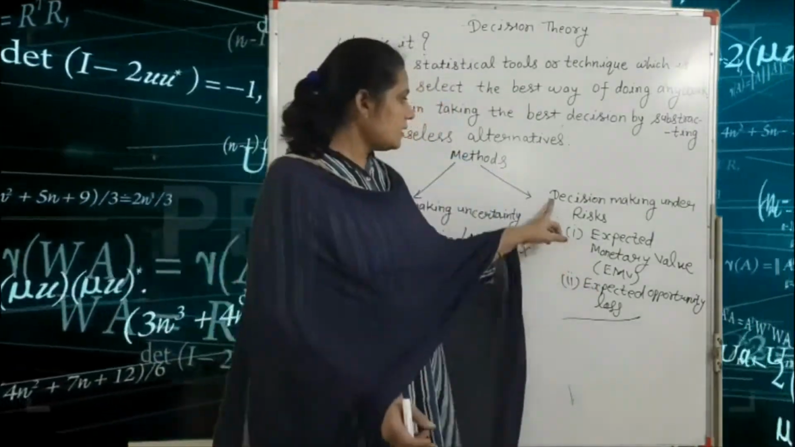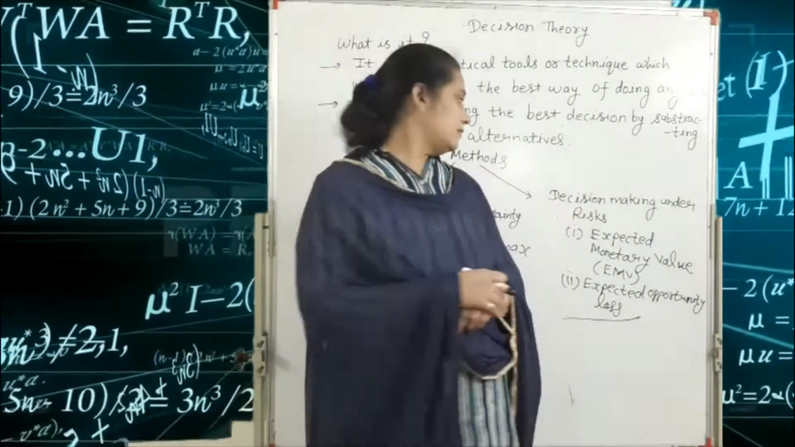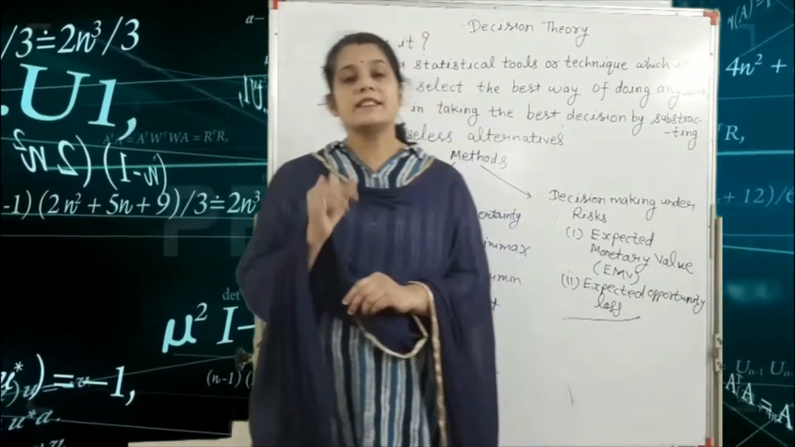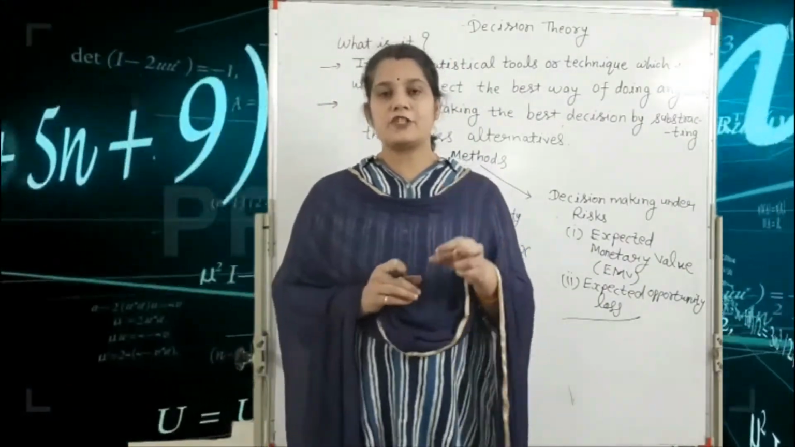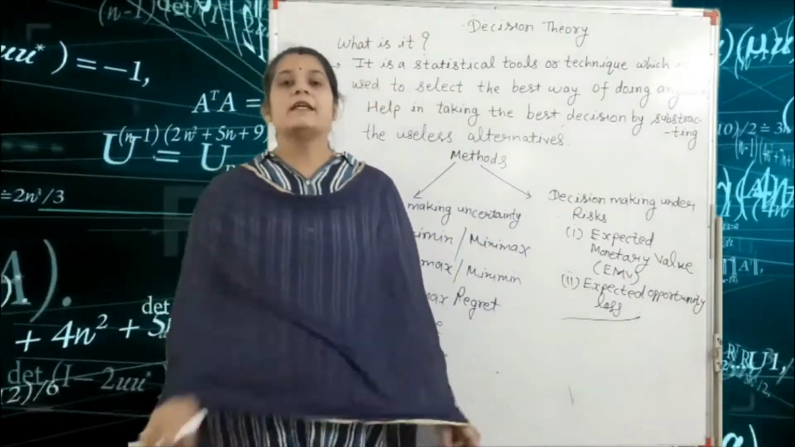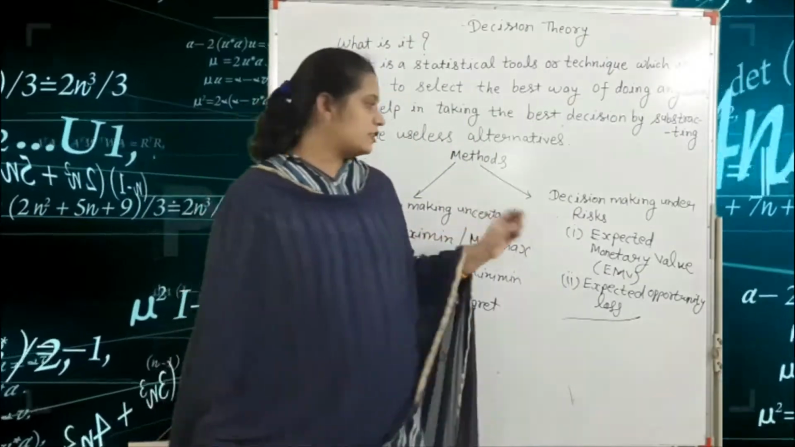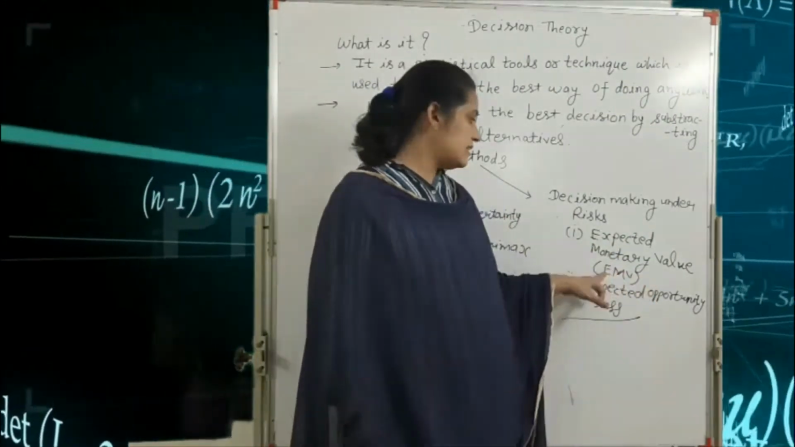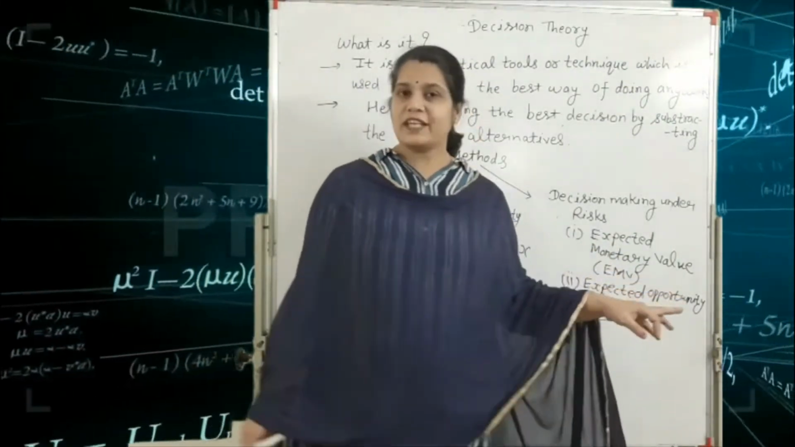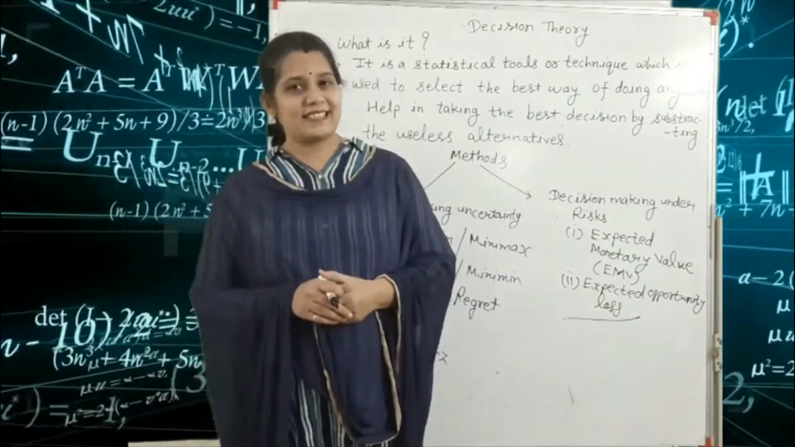Next is decision under risk. In this type of question we are given probabilities. If your question gives probabilities, it sometimes depends on the expected monetary value, that is, EMV. So let's start with our first example.